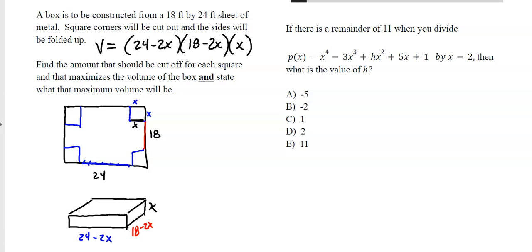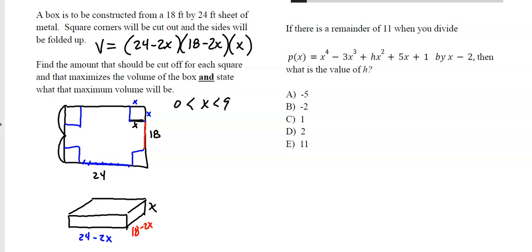Now, I want to find the amount that should be cut off for each square that's going to maximize that volume. Let's think about some constraints, some restrictions on x. I have to cut off something, so I know that x has to be greater than 0. But there's a limit as to how big it could be, because if x ends up being 9, if I cut 9 off of this side and 9 off of this side, I don't have a box left. So on our graph, we only need to be concerned with what happens between 0 and 9. So I'm going to graph that function.